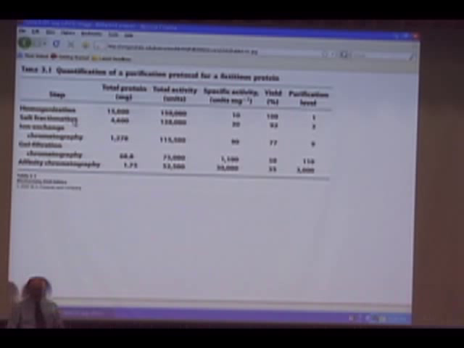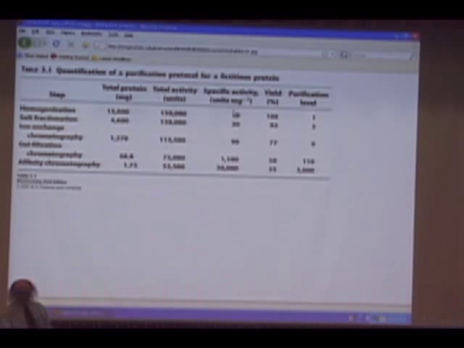After I take, and I haven't explained salt fractionation, but that's just another technique, after I salt fractionate my mixture, I discover I only have 4,600 milligrams of protein left. But I still have 138,000 units left. I've gotten rid of 2/3 of the protein, but I still have about 90% of the activity. That's not surprising because I'm purifying. I'm wanting to throw away the bad and keep the good. And that's what I'm doing, basically.